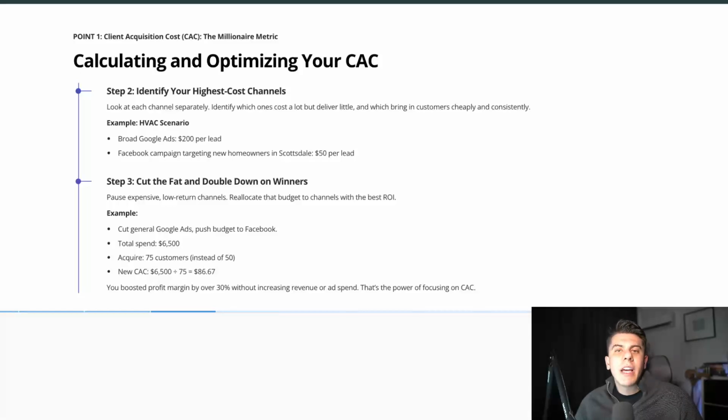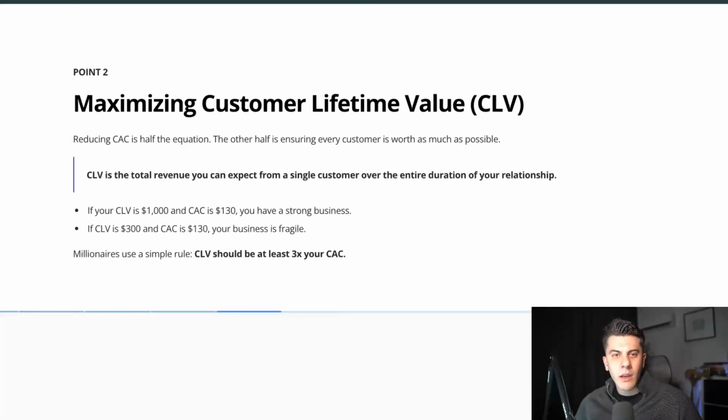Now, reducing your CAC is only half of the equation. The other part is just as important, and this is where most businesses leave money on the table. Because once you know how to reduce the cost of getting customers, you need to make sure that every customer you get is worth as much as possible. Maximizing customer lifetime value, or just lifetime value. The second critical step is maximizing your LTV, or CLV.